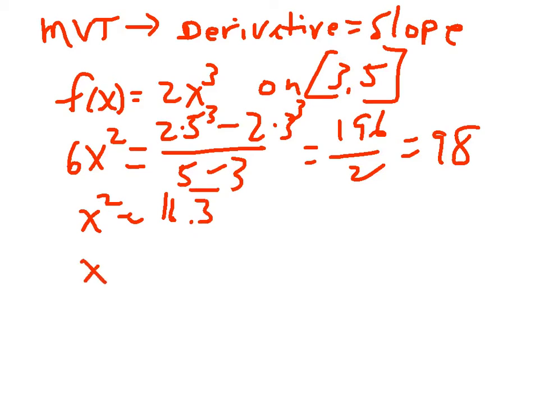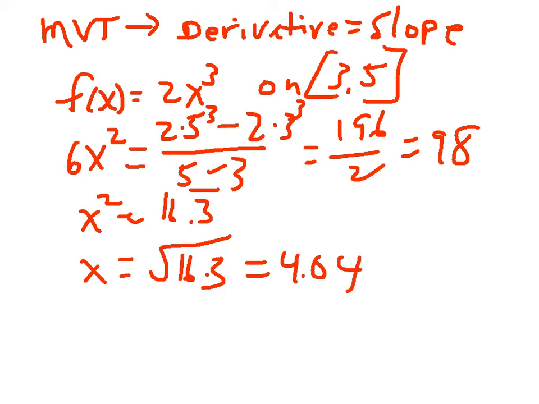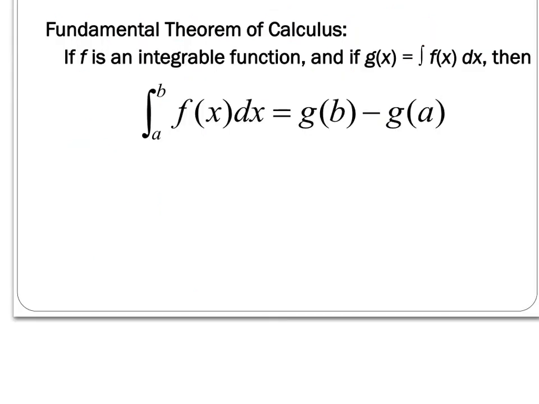And then if I square root both sides, I get x equals 4.04, which, if you notice, is in between the two values 3 and 5. So this is a classic way that they'll ask the mean value theorem on the AP exam.